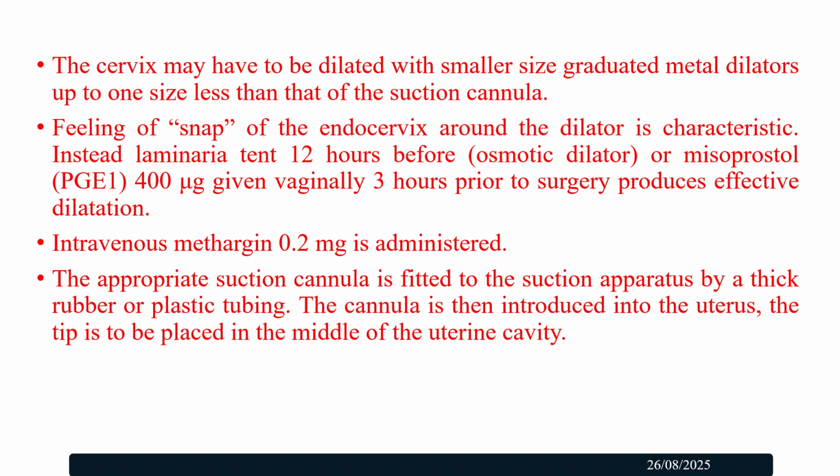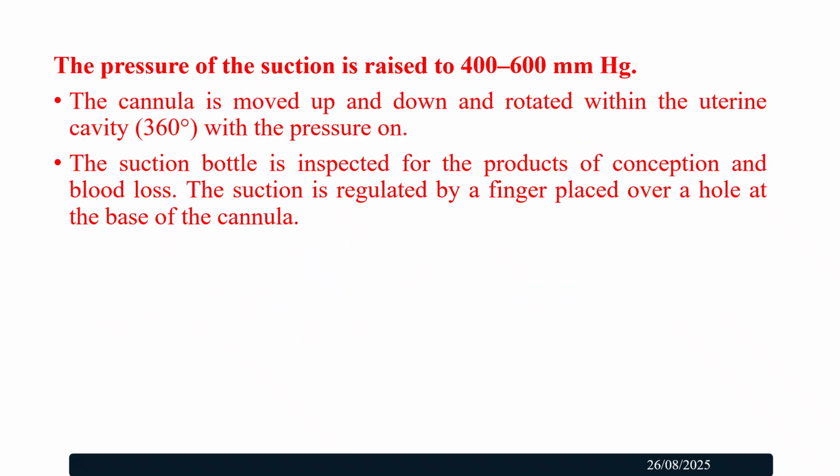The appropriate suction cannula is fitted to the suction apparatus by thick rubber or plastic tubing. Then the cannula is introduced into the uterus. The tip is placed in the middle of the uterine cavity. The pressure of the suction is raised to 400 to 600 mm of Hg, and then the cannula is moved up and down and rotated within the uterine cavity 360 degrees with the pressure on.